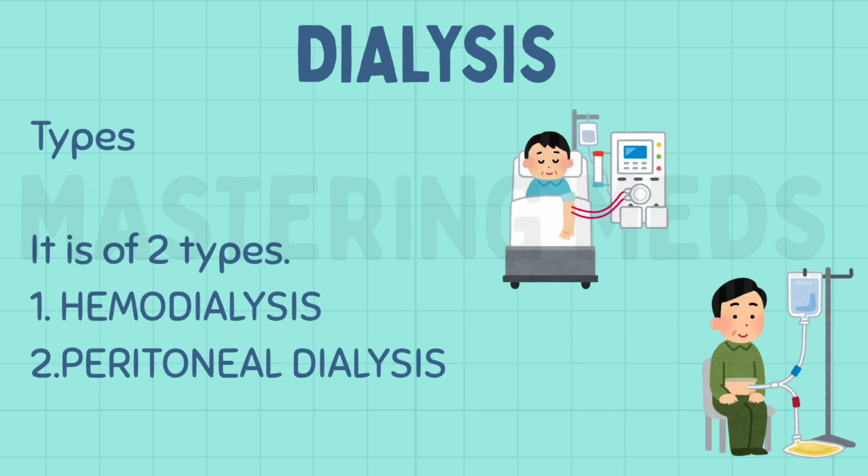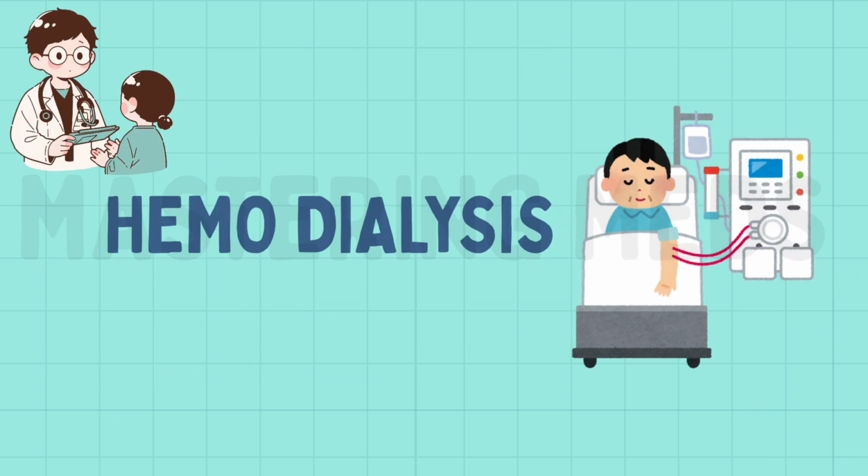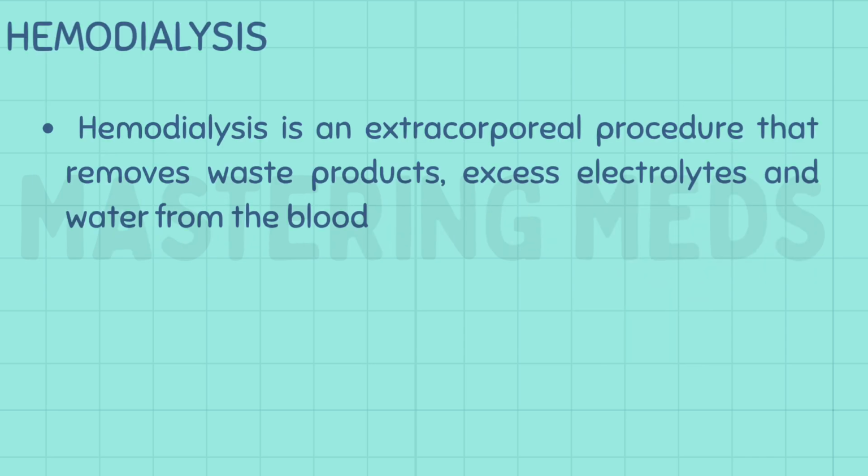Dialysis is of two types: hemodialysis and peritoneal dialysis. In this video we'll learn about hemodialysis in detail. Hemodialysis is an extracorporeal procedure that removes waste products, excess electrolytes and water from the blood.